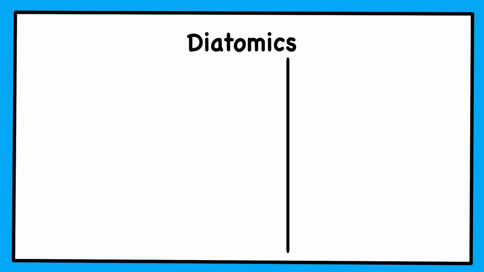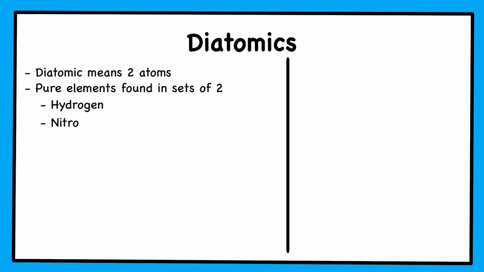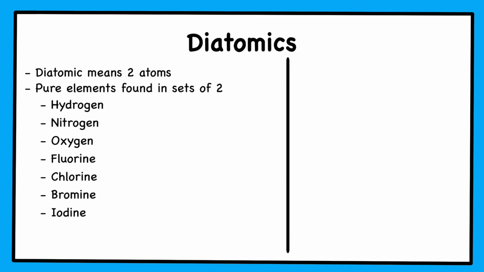Before we end the day, we need to discuss one more topic, and that is diatomic molecules. The word diatomic means 2 atoms. These elements, if found in their purest form, are found in sets of 2. They include hydrogen, nitrogen, oxygen, fluorine, chlorine, bromine, and iodine. So if I had pure oxygen, I would have O2. Or if I had pure iodine, I would have I2.